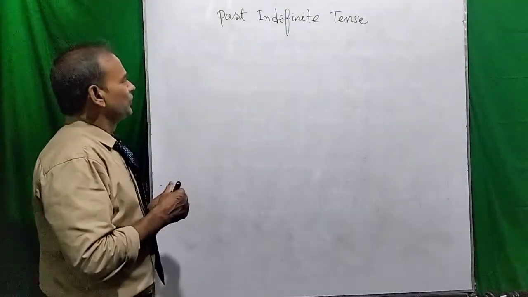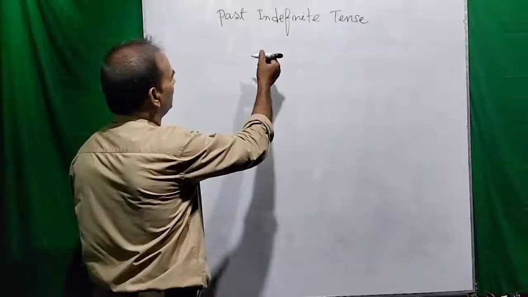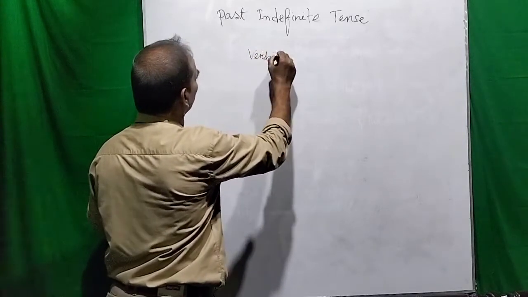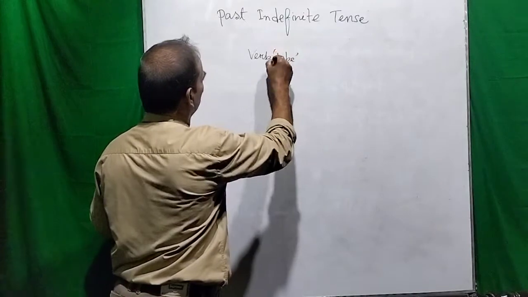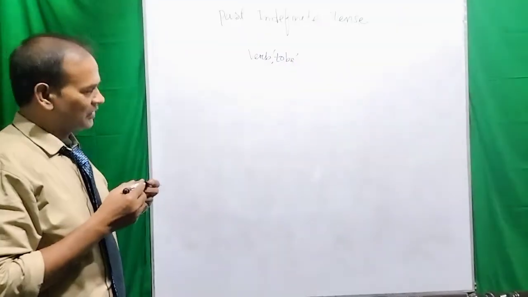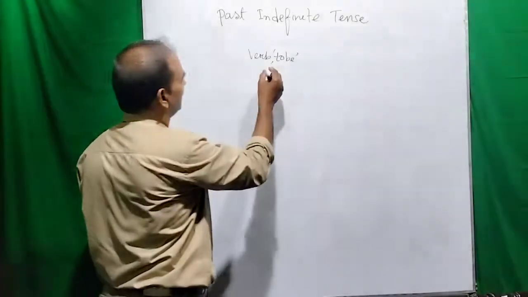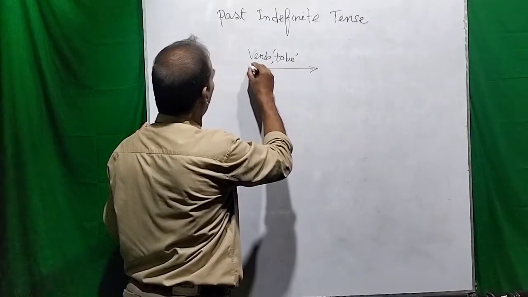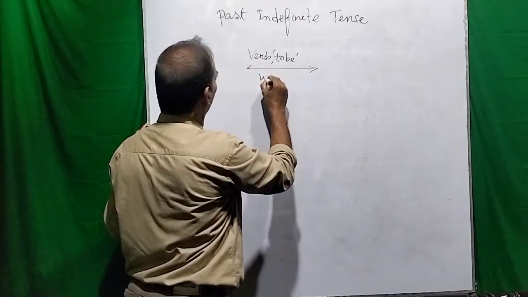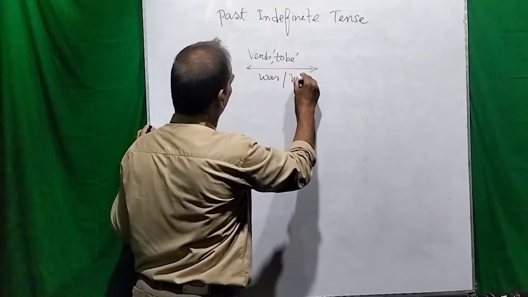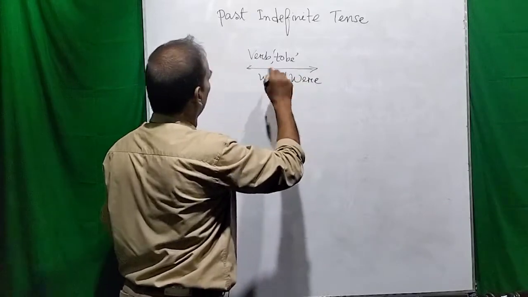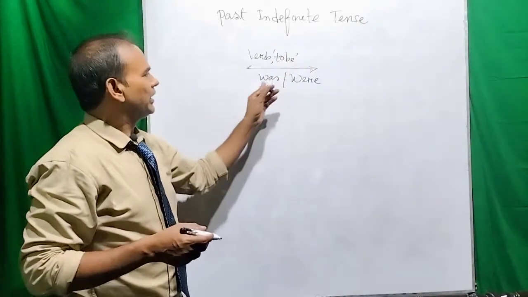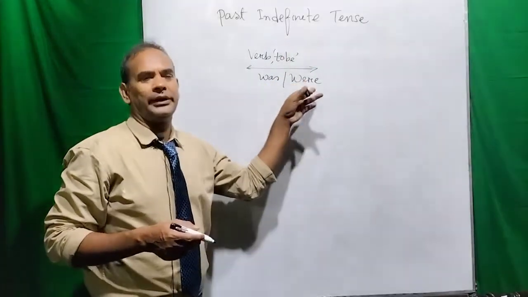So first of all, I am going to show you the past indefinite tense of the verb to be. Dear viewers, you know what the verb to be is? In the past form, or in the past indefinite tense, there are two forms of verb to be. What are they? Number one is was, and number two is were. So in the past indefinite tense, we can use either was or were.